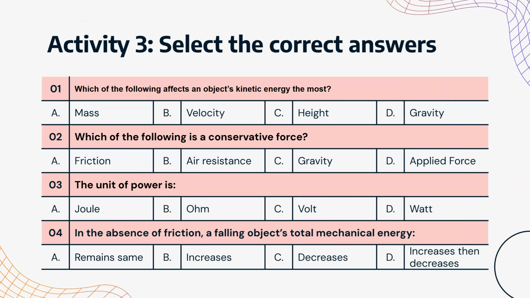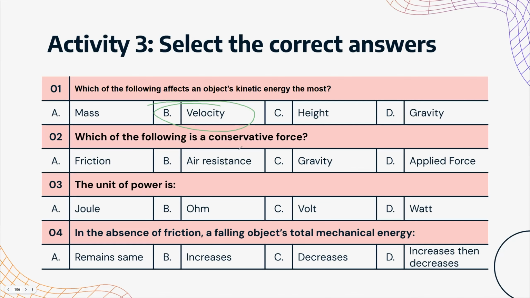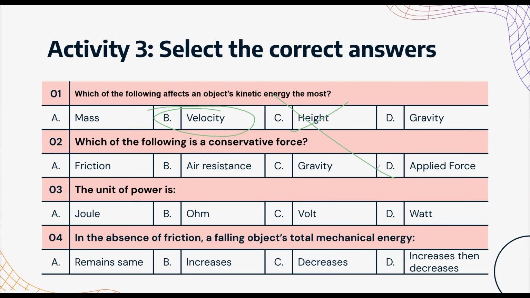So with this one, if we remember, the kinetic energy formula is 1/2 mv squared. The term that is squared is velocity, so velocity has the most impact on it. Because if you change it a little bit, it'll be squared, so the discrepancy grows. So velocity has the greatest impact. Height isn't in it, and gravity isn't in it either.